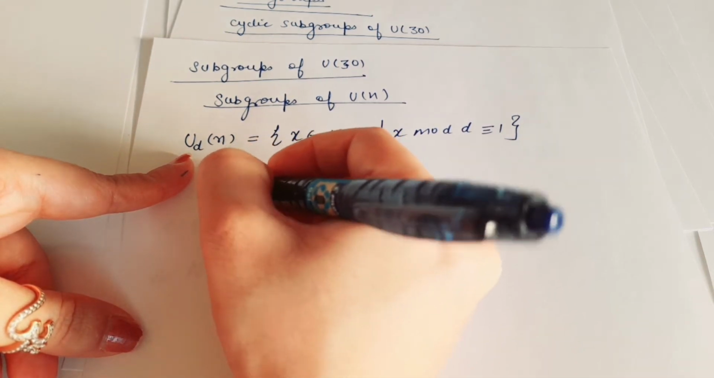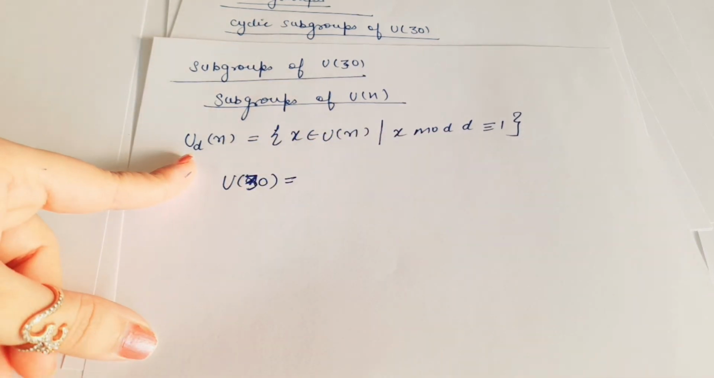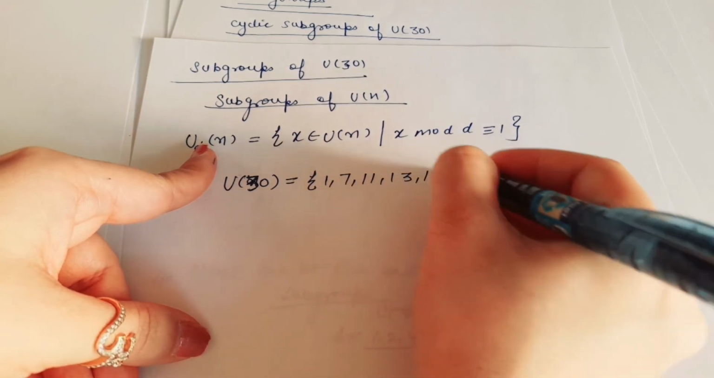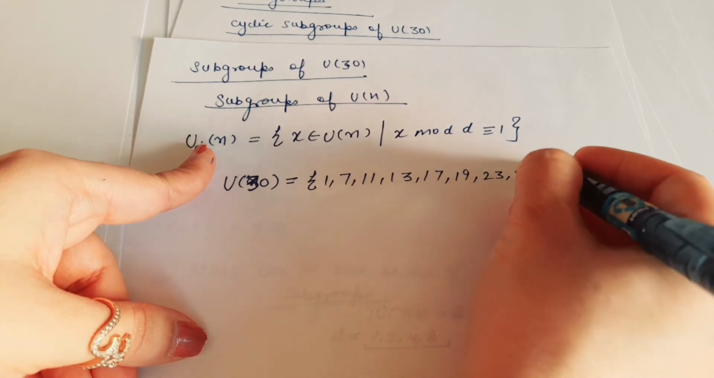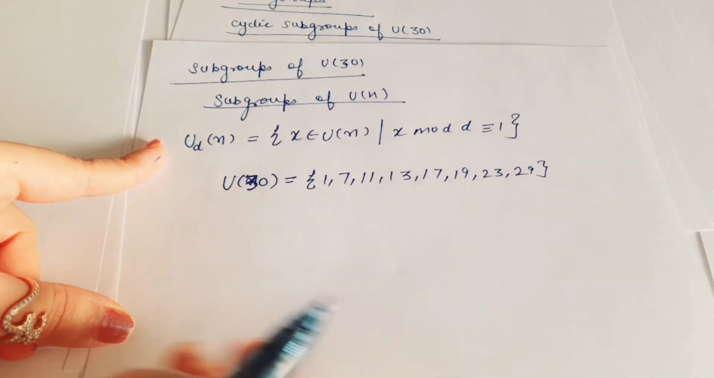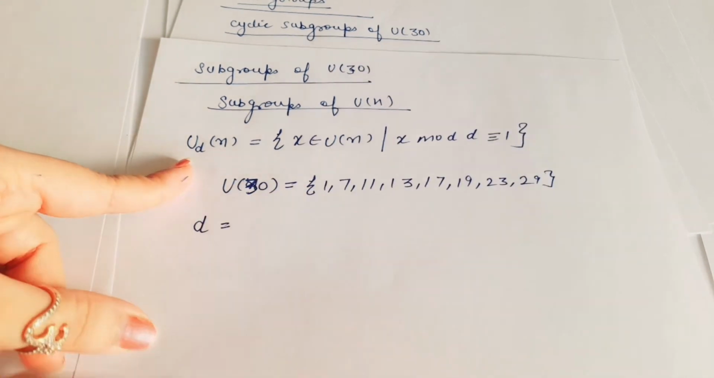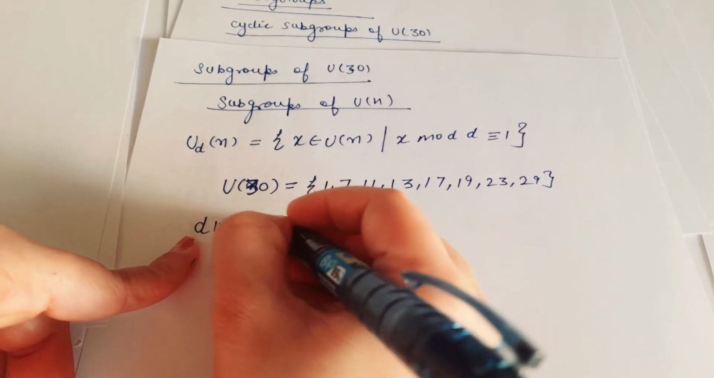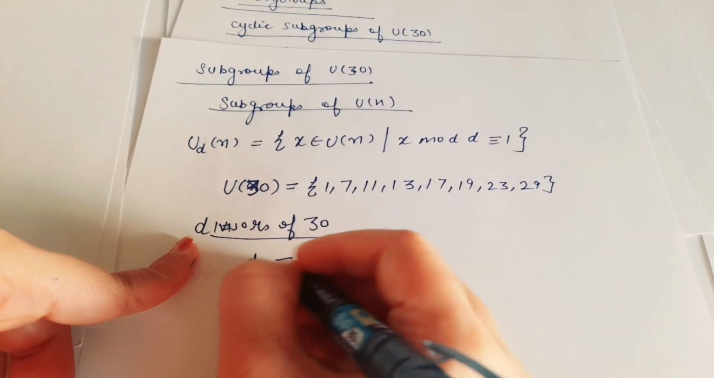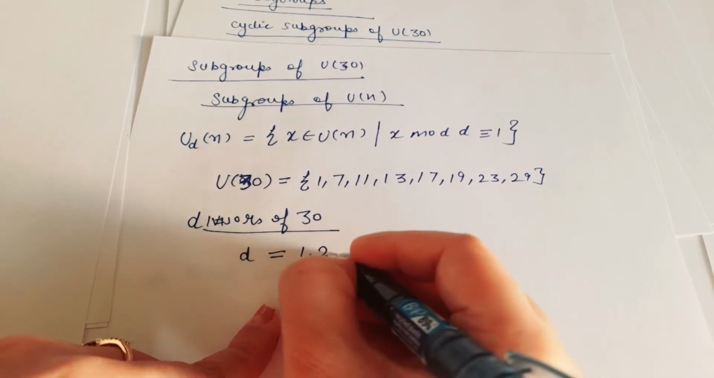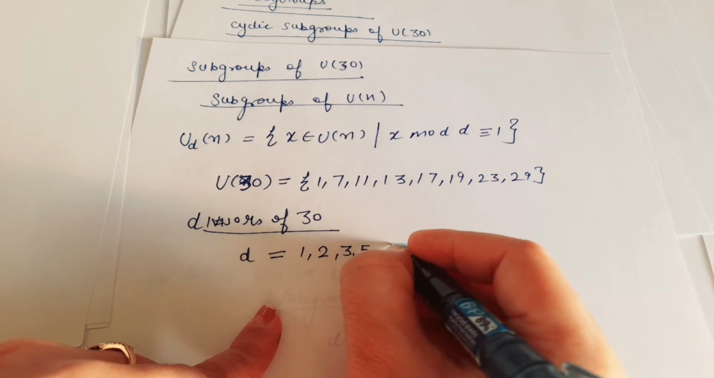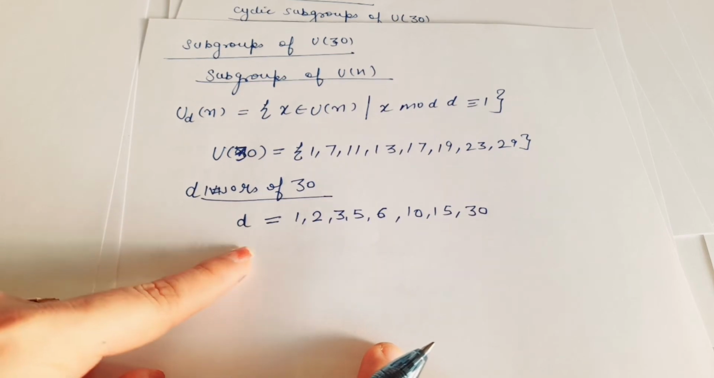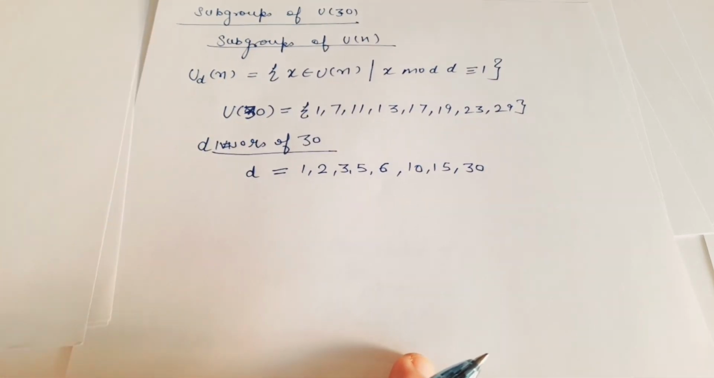Okay, so first of all we will write UN here. What was U30? We need to find subgroups of U30. So we will write U30. U30 was this: 1, 7, 11, 13, 17, 23, 29. Okay, and then we will find what is D. D means divisors of 30. D will be 1, 2, 3, 5, 6, 10, 15 and 30.